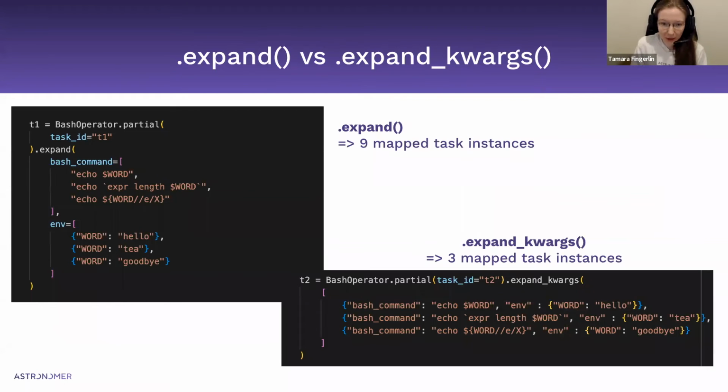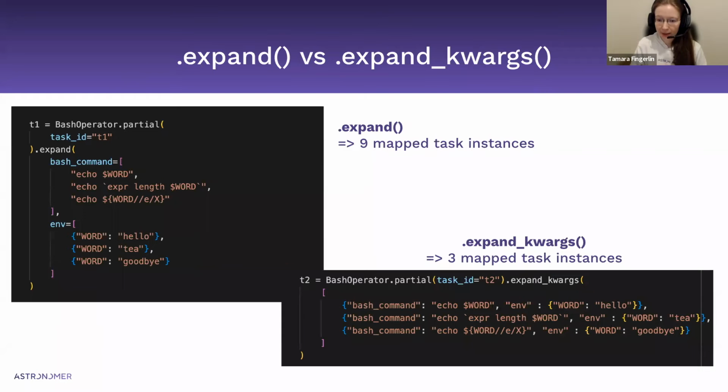This is what this looks like in code. On the left-hand side, we use .expand, and we pass in 2 keyword arguments to the bash operator, bash_command and env. And this will create all possible combinations of the 3 bash commands and the 3 environment variables, which in total is 9 map task instances. So it will once print out each word: hello, tea, goodbye. It will once print out the length of each word, and once print out each word with each E replaced by an X. That's what the 3 bash commands do.